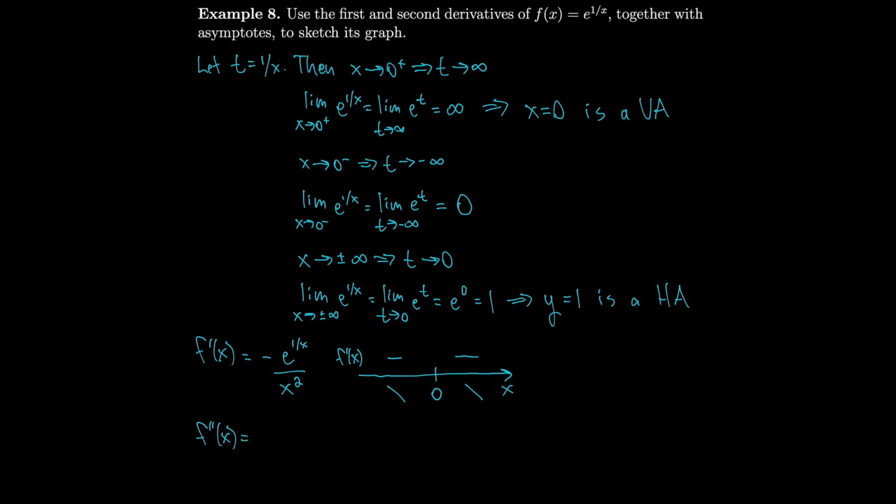Let's look at the second derivative. Okay, so we have to use the quotient rule. You can do that and get that it's minus x squared e to the 1 over x times minus 1 over x squared, minus e to the 1 over x times 2x, all over x to the 4th. So that can be simplified a little bit to e to the 1 over x times 2x plus 1 over x to the 4th.